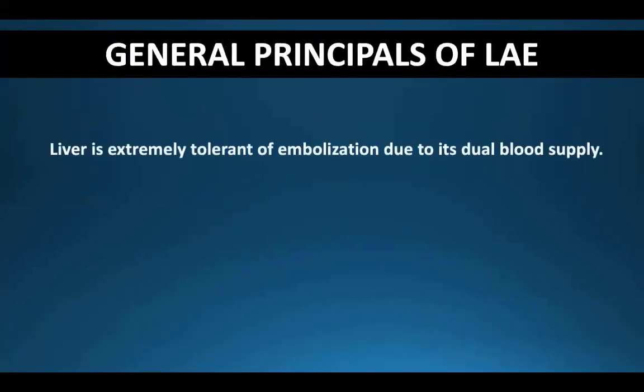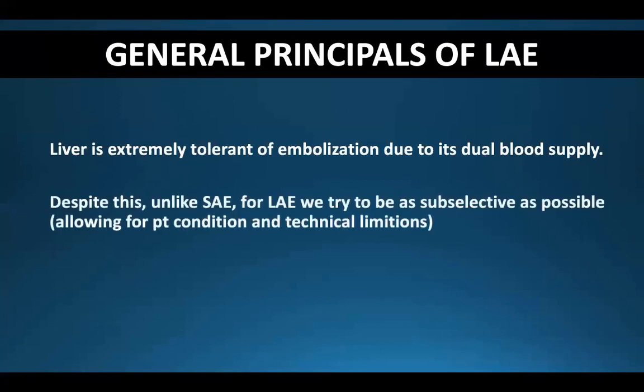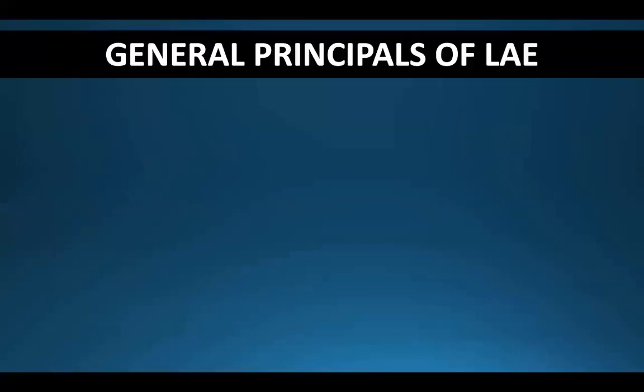Some general principles. The liver is extremely tolerant of arterial embolization due to its dual blood supply. Despite this, unlike splenic artery embolization, for liver embolization we try to be as subselective as possible, allowing for patient condition and technical limitations.